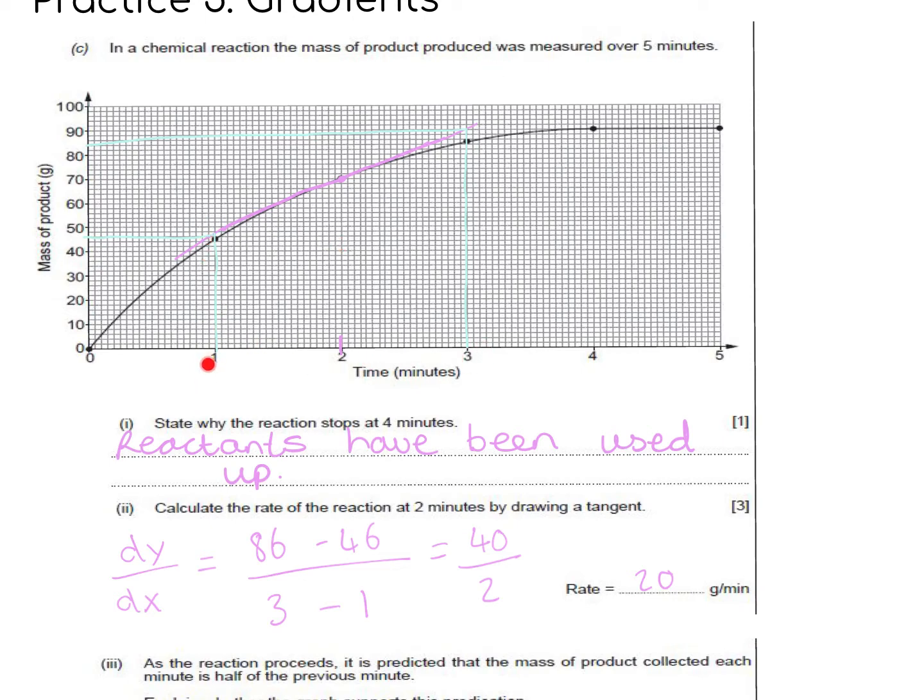Then I looked at the value that corresponds to 1 on the x-axis, which would be 46, and the value that corresponds to 3. Okay, took them away from each other. I ended up with 40 over 2. It's not always going to be that nice a number, and then I divided that, which would give me 20.